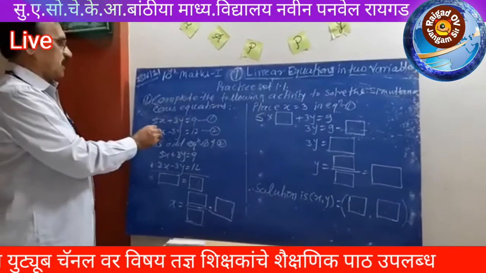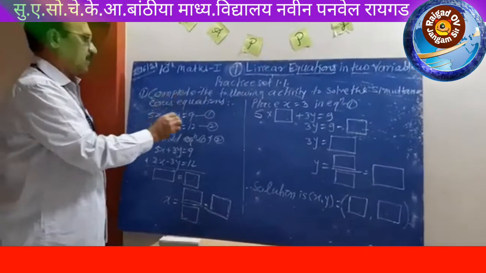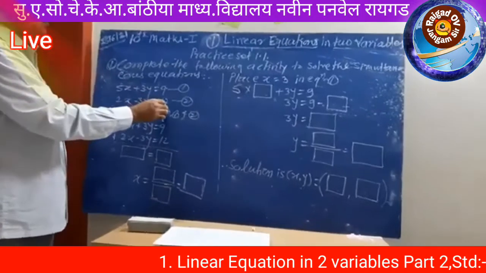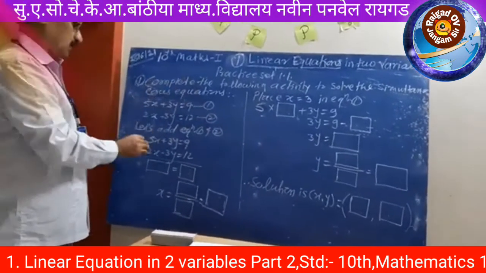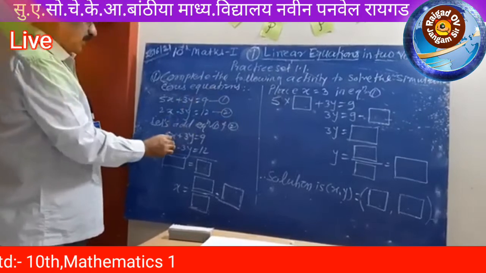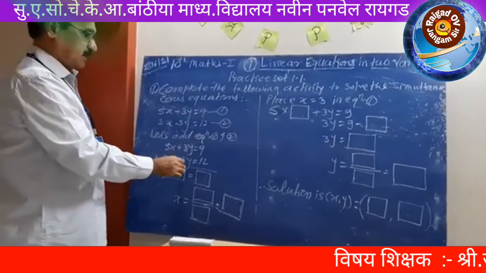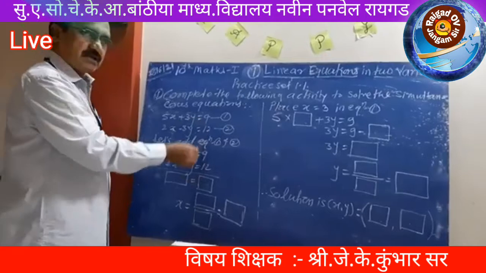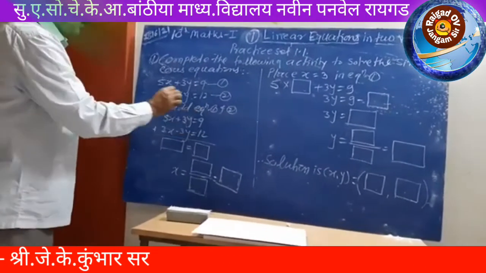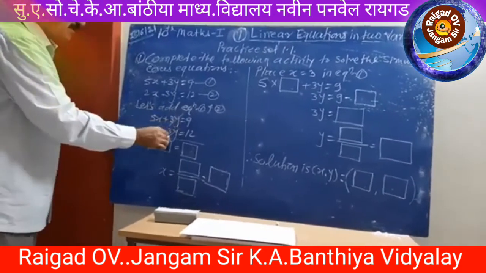Here the given equations are 5x plus 3y is equal to 9, equation number 1, and 2x minus 3y is equal to 12, equation number 2. Let's add equation 1 and 2. 5x plus 3y is equal to 9, 2x minus 3y is equal to 12. These equations are as they are. Now by adding these two equations, plus 3y and minus 3y get cancelled.